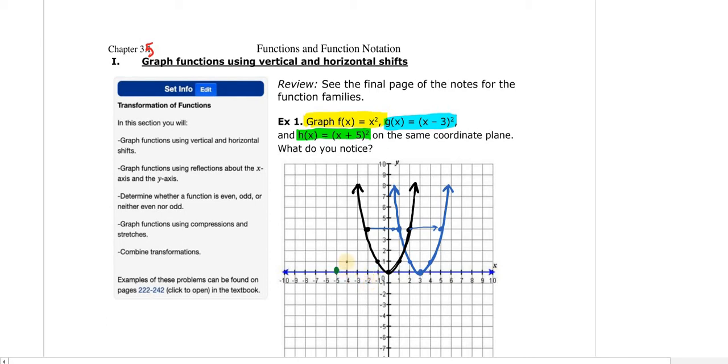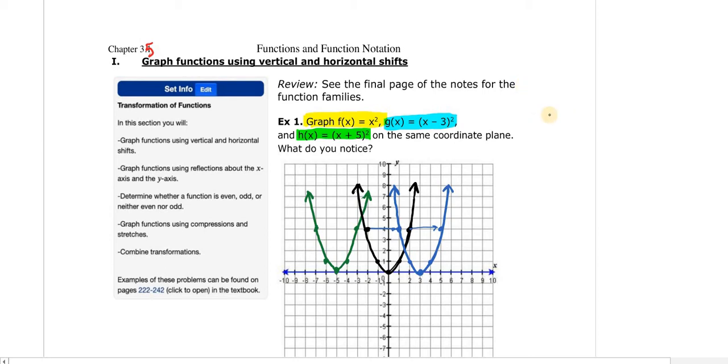If you plug negative 4 into h of x, you will get 1. If you plug negative 6 into h of x, you will get 1. If you plug negative 3 into h of x, you will get 4. If you plug negative 7, you will get 4 as well. And here is the new function, which is basically the parent function moving to the left 5 units.